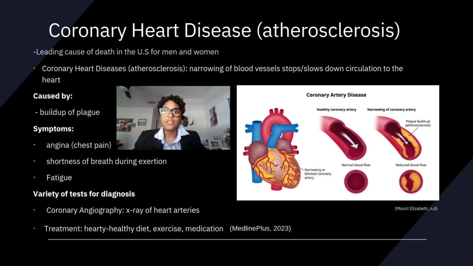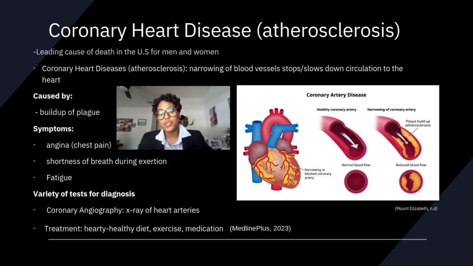So I did want to touch on coronary heart disease, or atherosclerosis, just because it is so important to bring awareness to this. It is the leading cause of death in the U.S. for men and women. Coronary heart disease, or atherosclerosis, is the narrowing of blood vessels, which stops or slows down circulation to the heart. This disease is caused by the buildup of plaque.